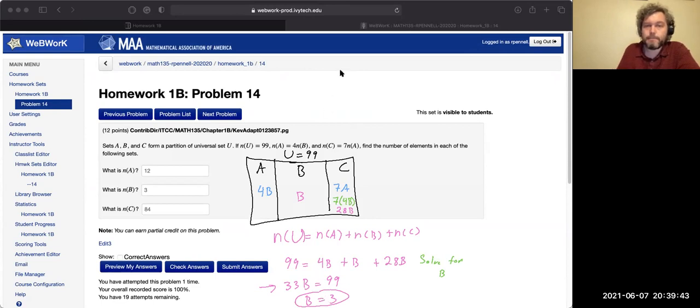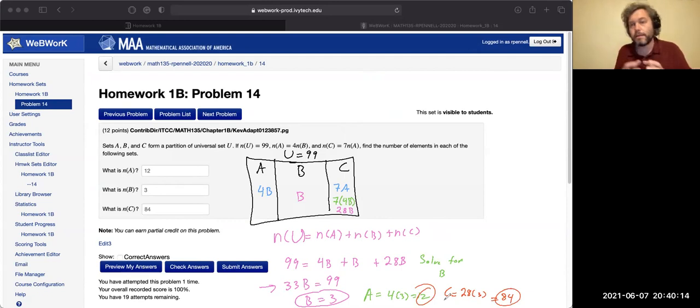So that means A must equal 4 times 3, 12. And that also means that C has to equal 28 times 3. What's that? 28 times 3, 84. If we break it down into pieces, it's not so bad. But trying to tackle everything at once is too hard.